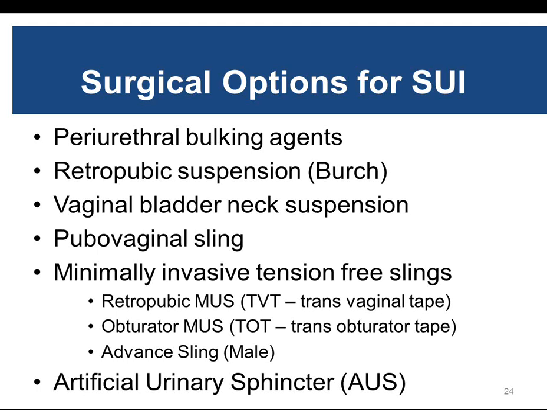The retropubic suspension is somewhat of a historic surgery. This was done years ago. This is somewhat fallen out of favor by urologists and gynecologists, but nevertheless, under a certain condition, it is the right option. Same thing with bladder neck suspension, somewhat historic, but still a good option for the right patient. There are various different types of slings that we can use for incontinence. There's something called Pubovaginal Sling, which is made from your own tissue, and then minimally invasive slings, of which there are two types. There's a sling for men, for any male patients tuning in for incontinence, and then there's something called an artificial urinary sphincter.